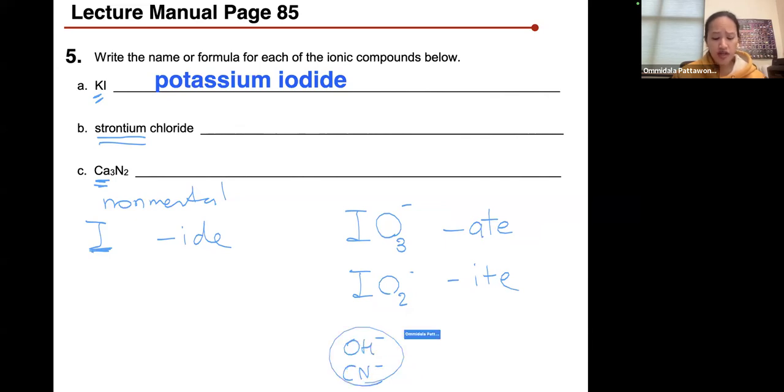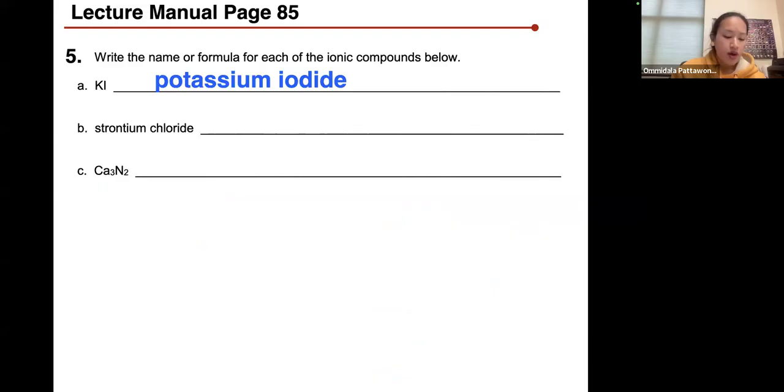Those are the only two that you just need to know, that the ending -ide is not the single element. Okay. All right, so what about the second one? Strontium is Sr, chloride is Cl. In order for me to get the correct chemical formula, I need to balance the charge. Strontium is 2+, chlorine is 1-, so I need 2 chlorine per 1 strontium, so it's going to be Sr and then Cl subscript 2.